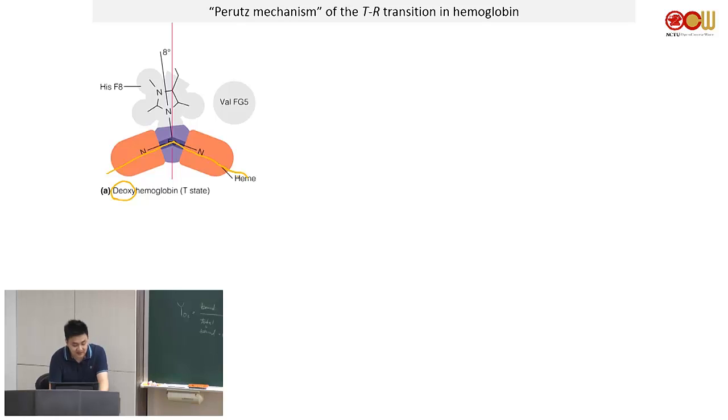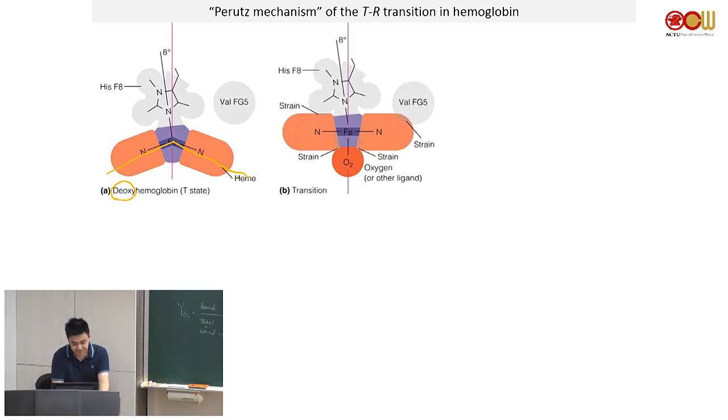Here you have the deoxyhemoglobin. The heme is bent. Now, when you throw oxygen into this system, what happens? Your heme pops back into the planar position. Your heme is now flat and happy.